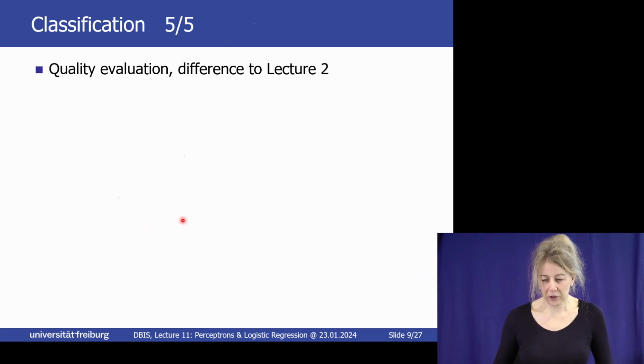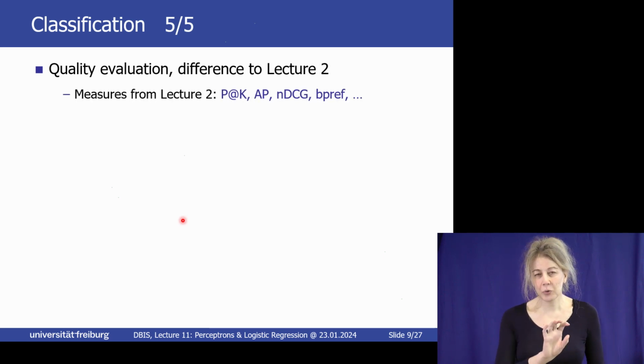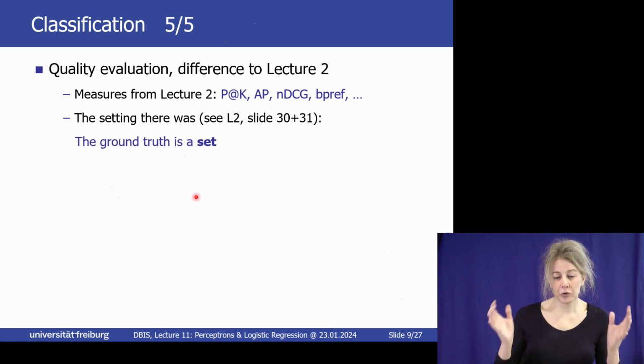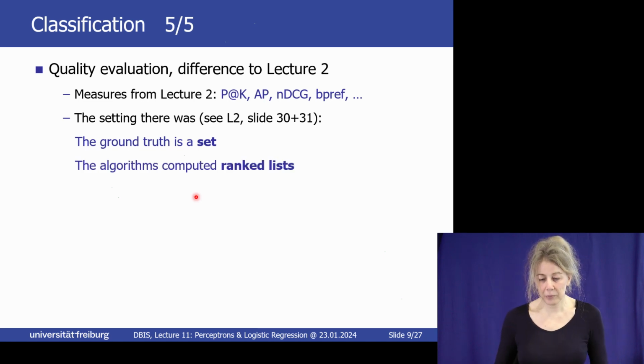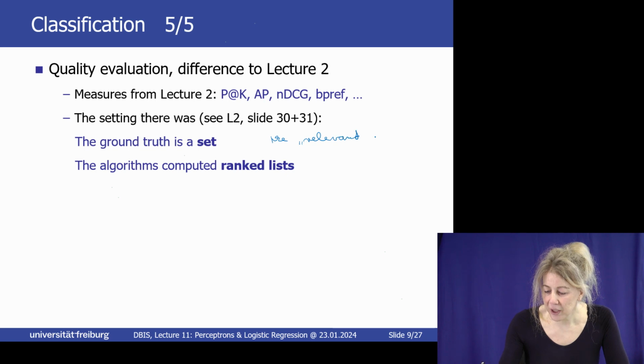Okay, you need this for the... Just one thing about understanding, the difference to lecture 2. So in lecture 2 we already talked about evaluation, training set, test set, and so on. And there we had, the ground truth was a set, the relevant documents. And let me just write that here, the relevant documents. And I had 2 slides about this.